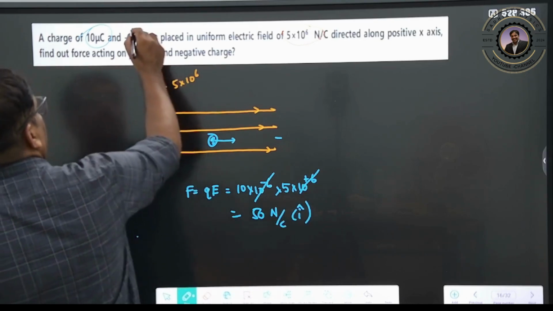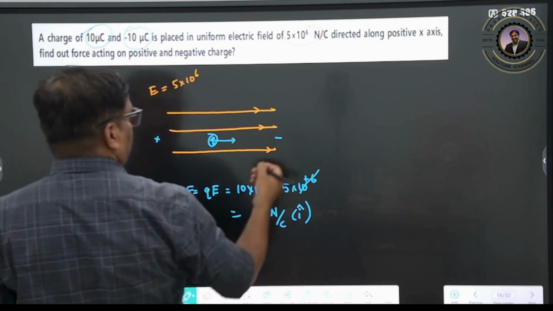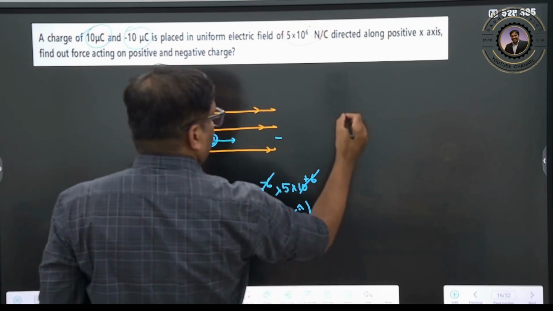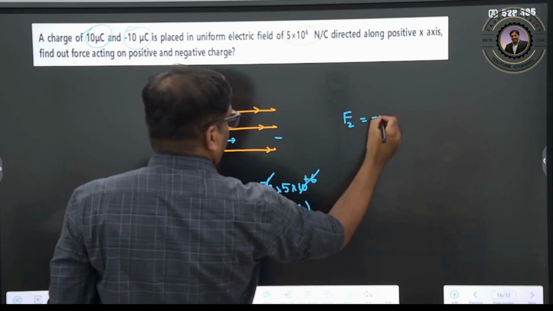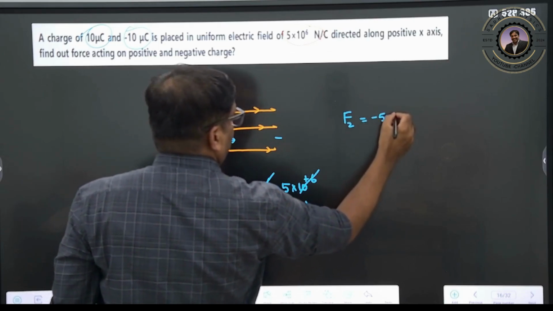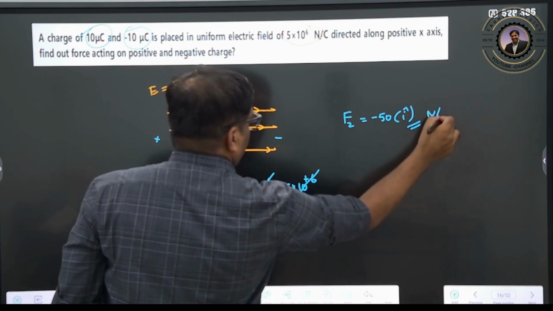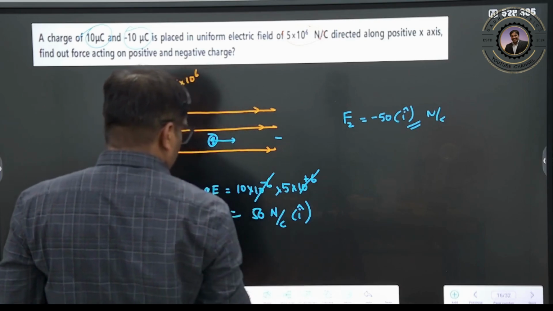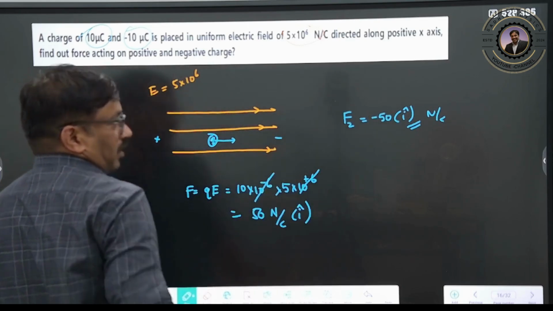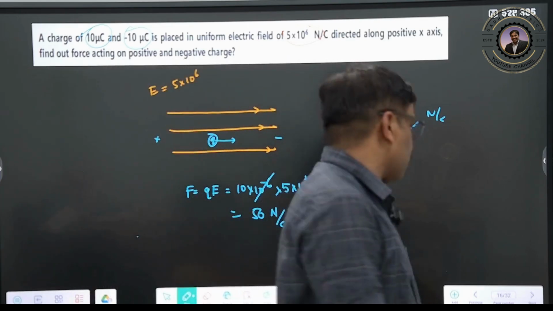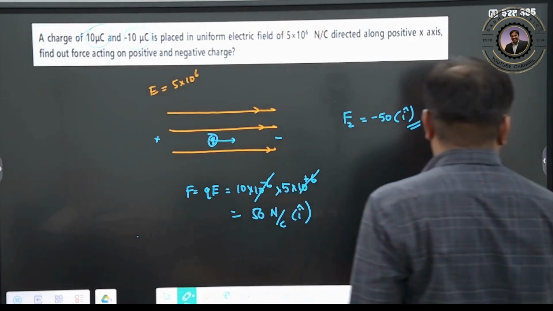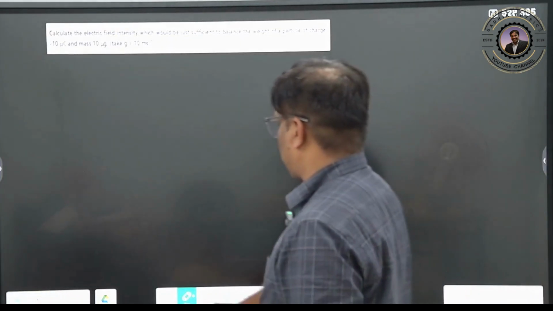Same for the minus 10 microcoulomb charge. Therefore it will be acting in the opposite direction. So for the second question, it is minus 50 in I cap, or actually 50 into minus I cap. It will act in the negative direction here. Clear? So now let us see one more question.